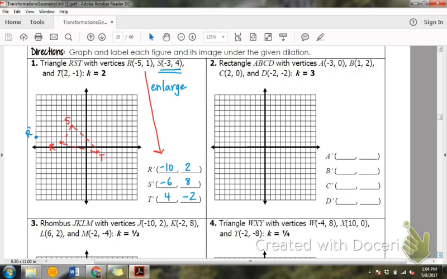You can sharpen them if you want to. And I'm putting an R prime. So when I label that point, I have my R and then the apostrophe. Okay, because that's my new R prime.